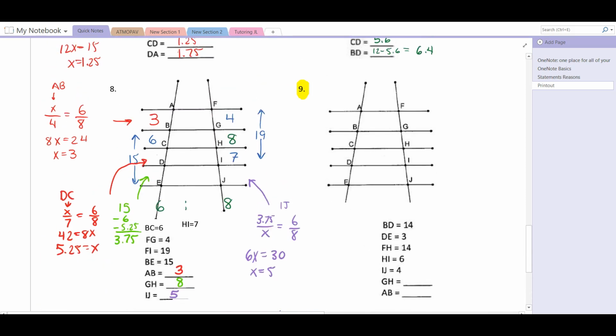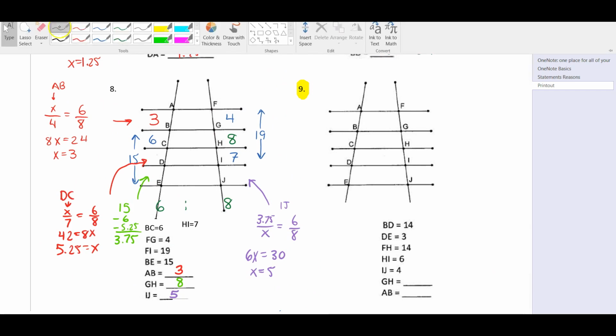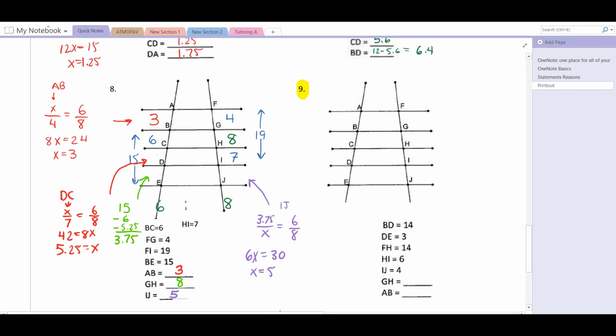So the first and most important thing is to label our drawing. All of these little guys, A, B, F, G, B, C, G, H, C, D, H, I, D, E, I, J, those are proportional. Now we have to figure out how they're proportional, what scale factor or ratio they're going to be in, but we have to label our drawing first. So we start with BD.